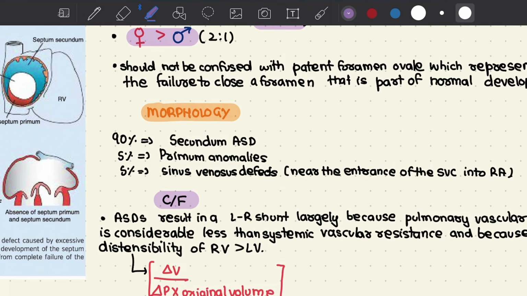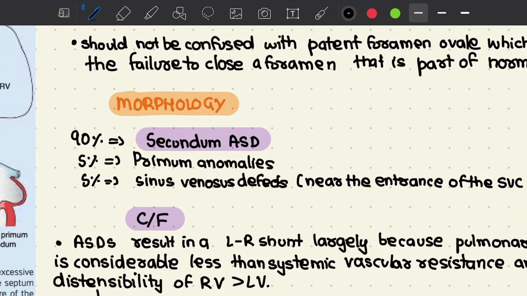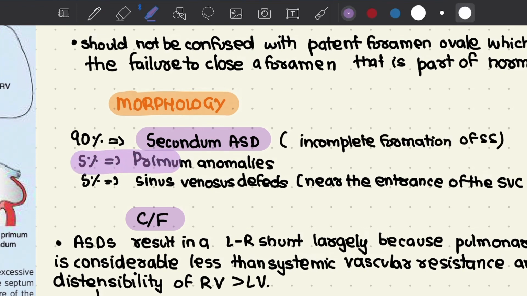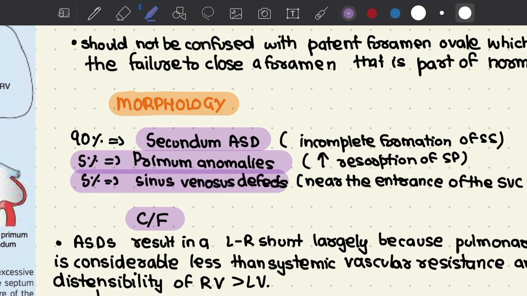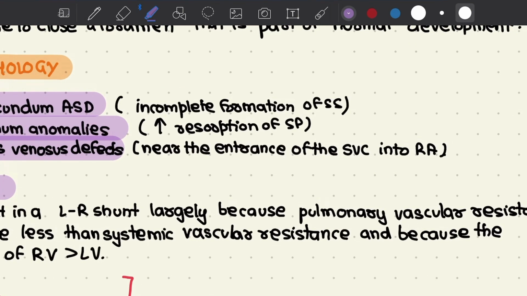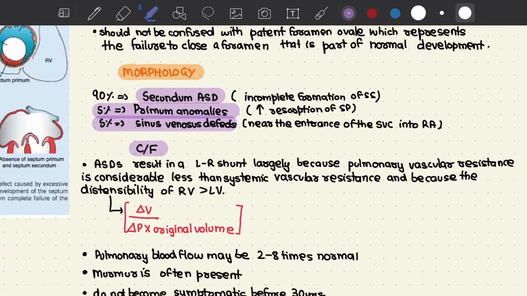So 90% of the atrial septal defects are known as secundum ASDs, which are basically the result of incomplete formation of the septum secundum. 5% of these are primum anomalies, which are caused by excessive resorption of septum primum. And 5% of them are sinus venosus defects, which occur near the entrance of the SVC into the right atrium. Clinical features of atrial septal defect.